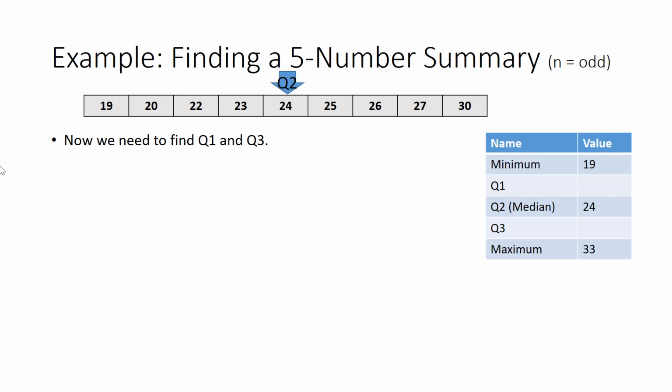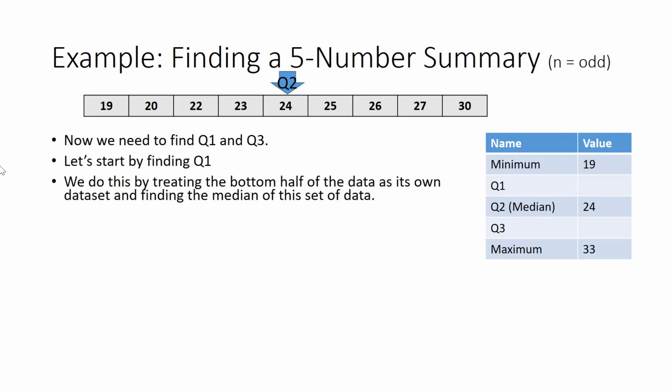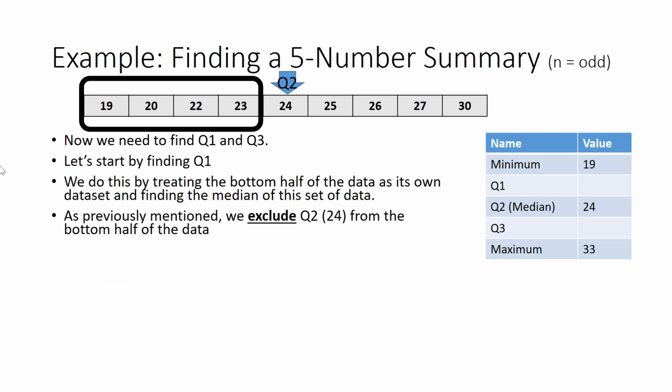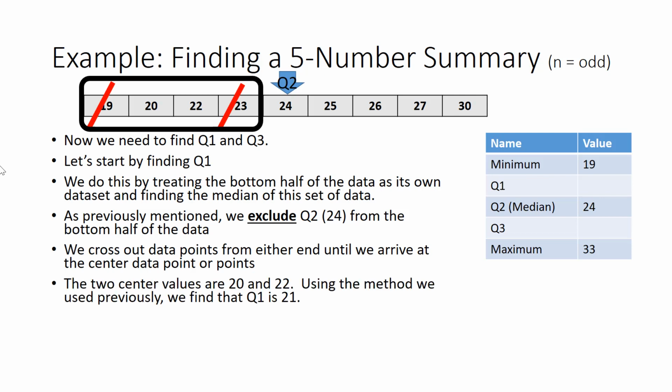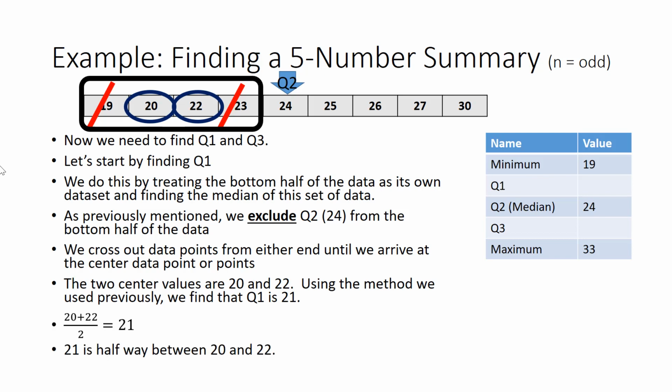So let's get started. To find Q1, again, we said that we are going to exclude Q2. So we're just going to look at the numbers 19, 20, 22, and 23. We're not including 24 in the bottom half of our data. So once again, we cross out numbers until we get to the middle. As you can see, there are 2 numbers in the middle. So we can either add them together and divide by 2, or we can ask ourselves what's halfway between 20 and 22. And of course, the answer is 21 either way. So we see that Q1 is 21.